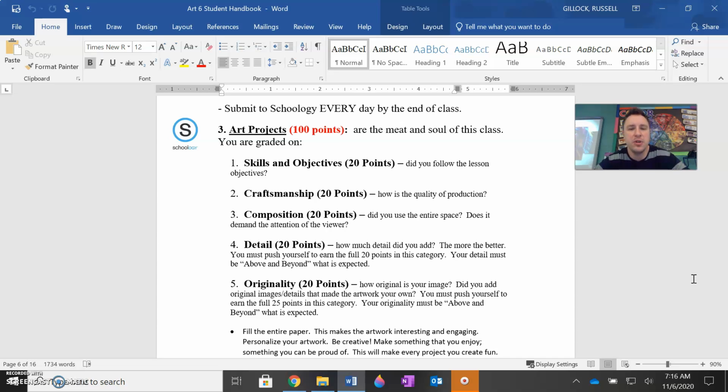Second, the craftsmanship. Craftsmanship is the quality of production. It's not just staying in the lines for coloring. It's also making sure paper's not rippled or ripped, wrinkled, torn. There's no holes in it. Again, you're staying in the lines. You're not spilling any food or anything on it. Just the quality. And again, you don't need to be a good artist.